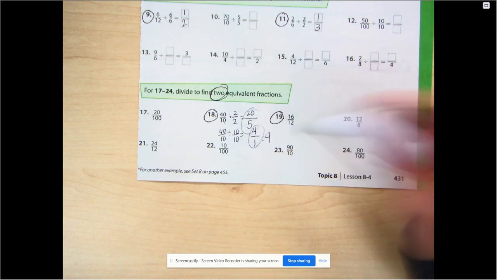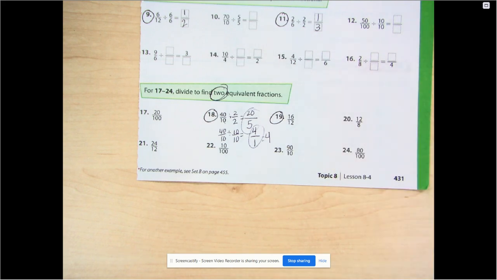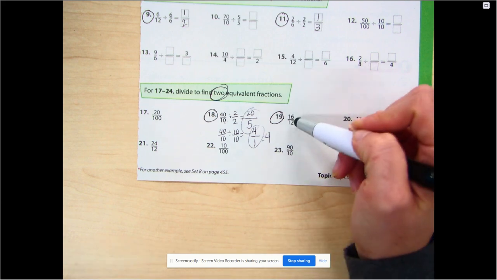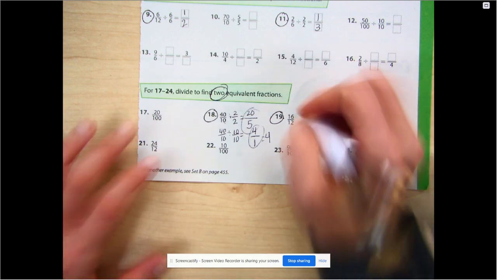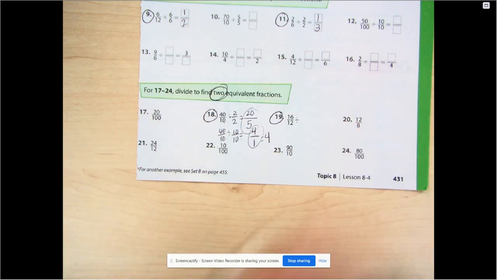Okay, this one you're going to try on your own, number 19. I would like you to find a common factor that goes into both 16 and 12 and divide by that number and then create an equivalent fraction. Once you have your equivalent fraction, write it down on your paper and then enter it into the Edpuzzle. Do that now.